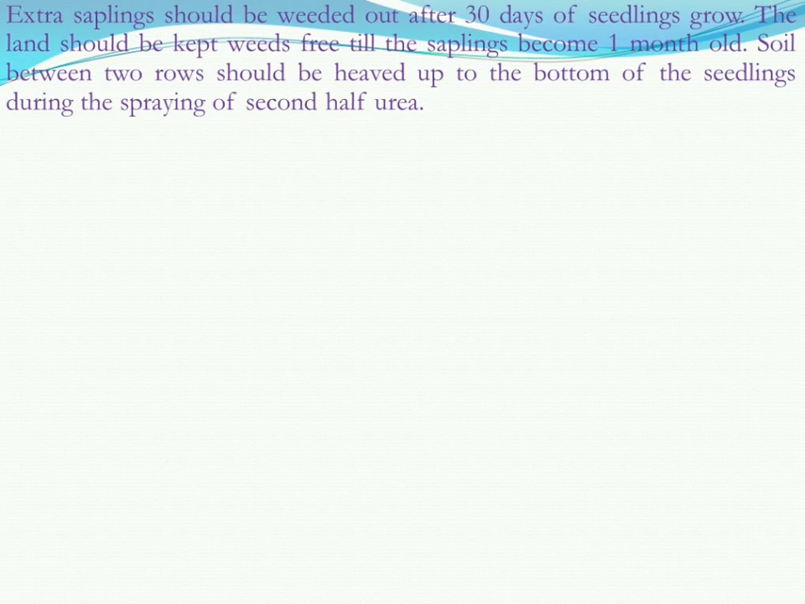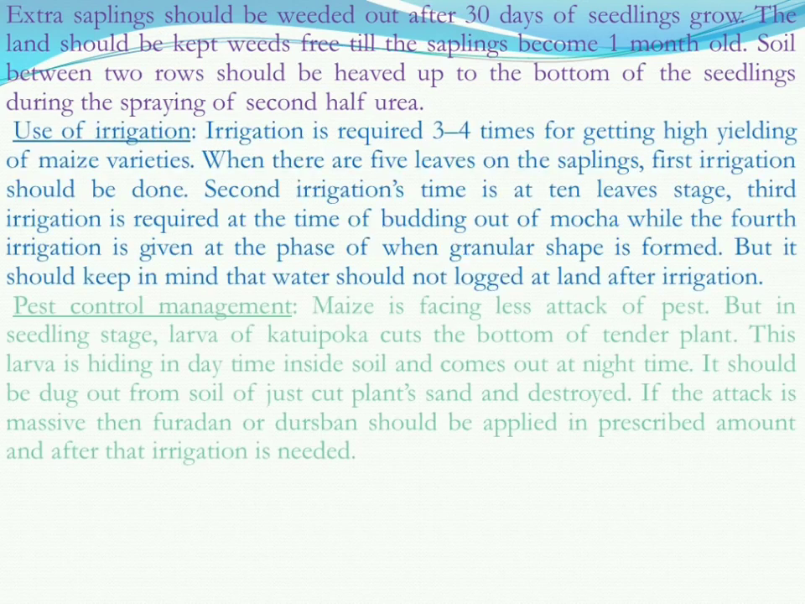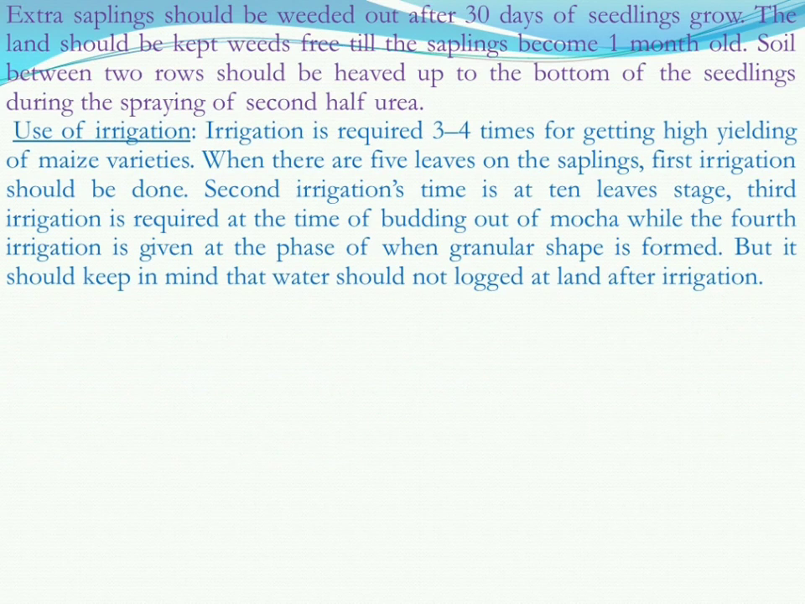Soil between 2 rows should be heaped up to the bottom of the seedlings during the spraying of the second half of urea. That means for the second installment of urea, we have to heap up the soil to the bottom of the seedlings. Now let us look at how many times we have to do irrigation in maize cultivation.